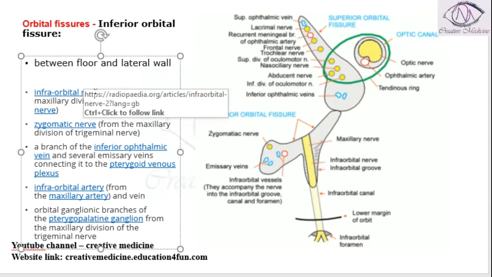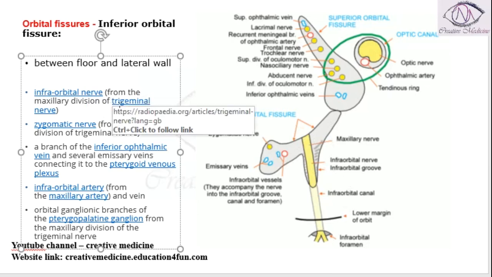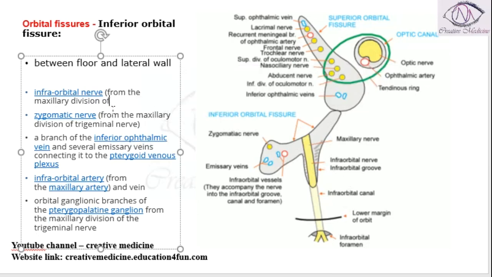It contains the infraorbital nerve, which is derived from the maxillary division of the trigeminal nerve. Then it also contains one more nerve, the zygomatic nerve. This zygomatic nerve is also from the maxillary division of the trigeminal nerve. Then there is the inferior ophthalmic vein.